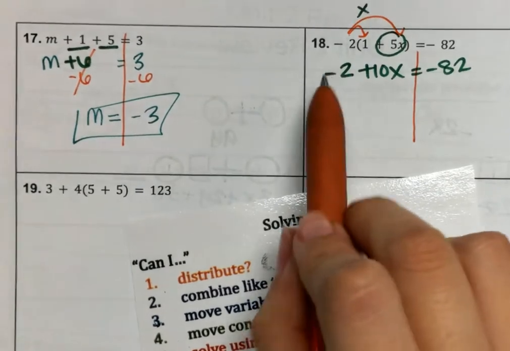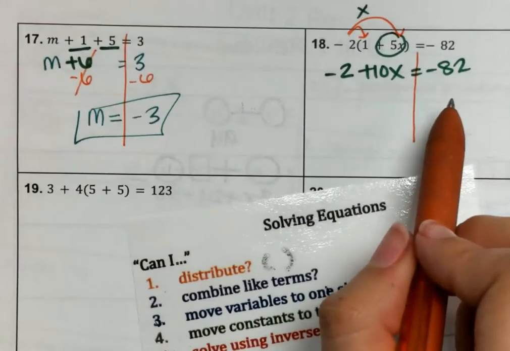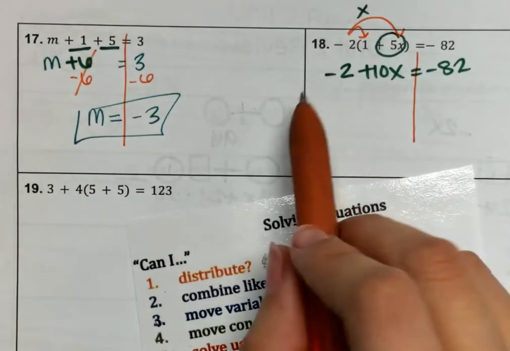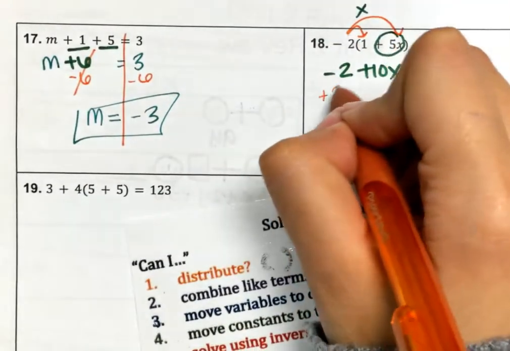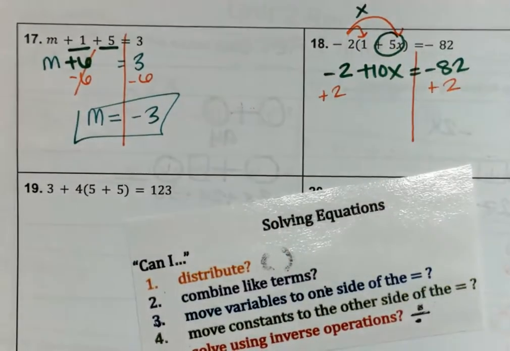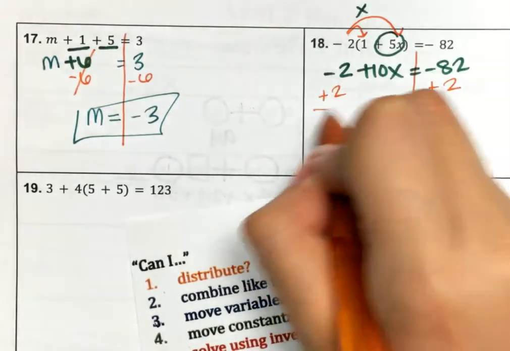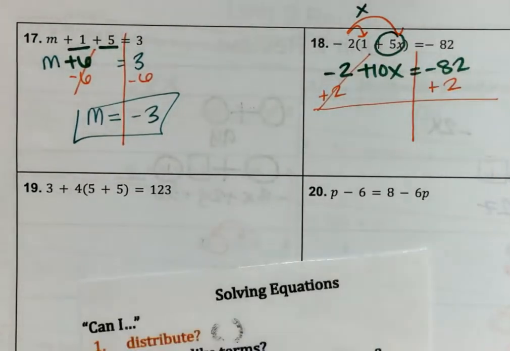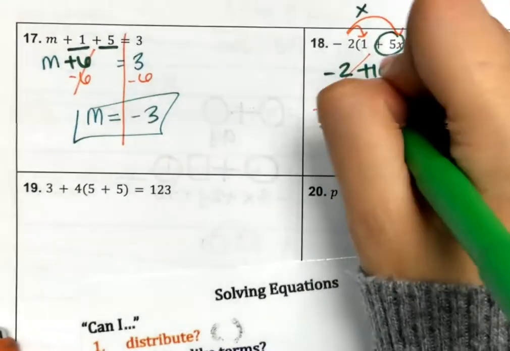So I need to move this negative 2 on the same side as the negative 82, because those can combine. And the opposite of a negative 2 is a positive 2. What I do to one side, I do to the other. My 2's cancel out, so I can just bring down my 10x.